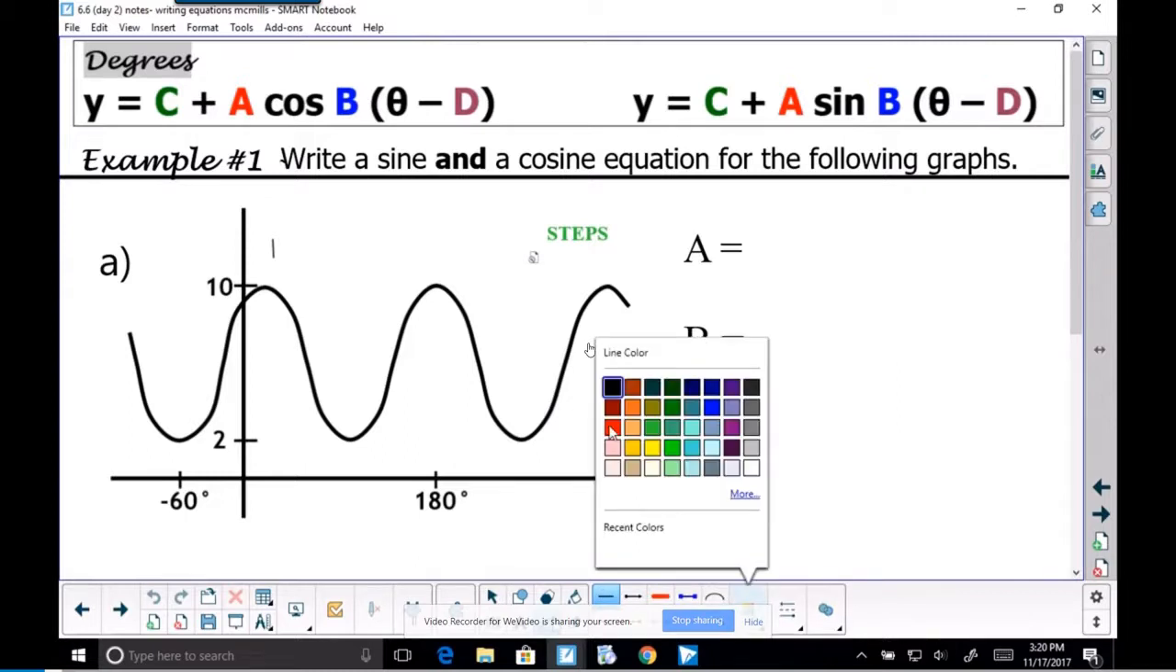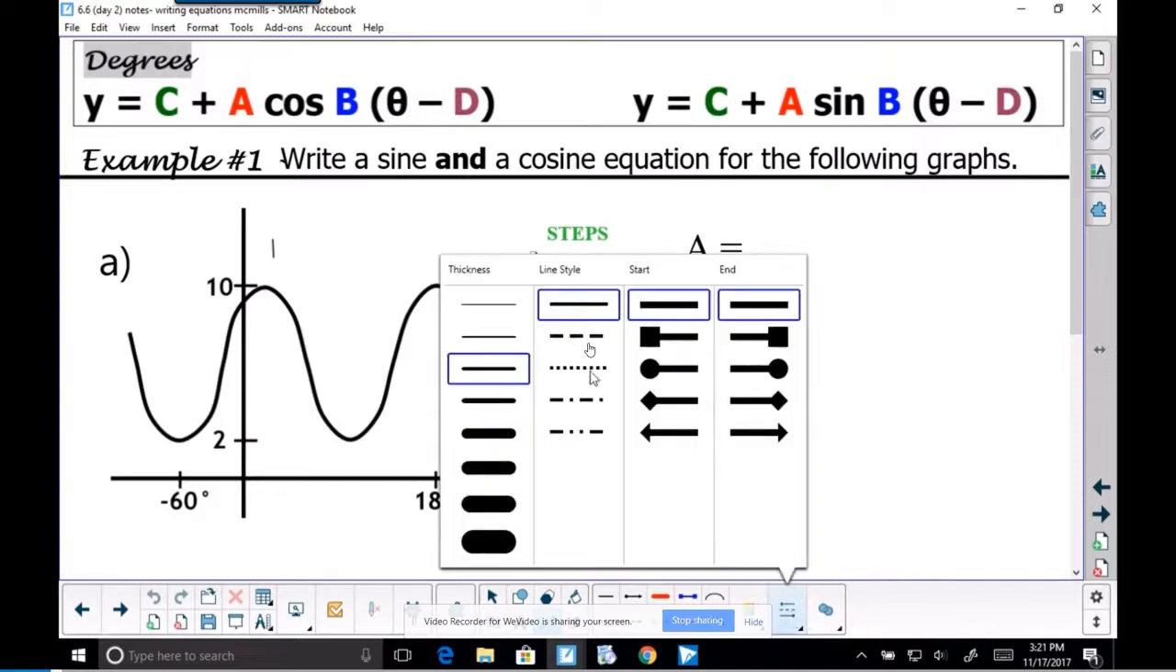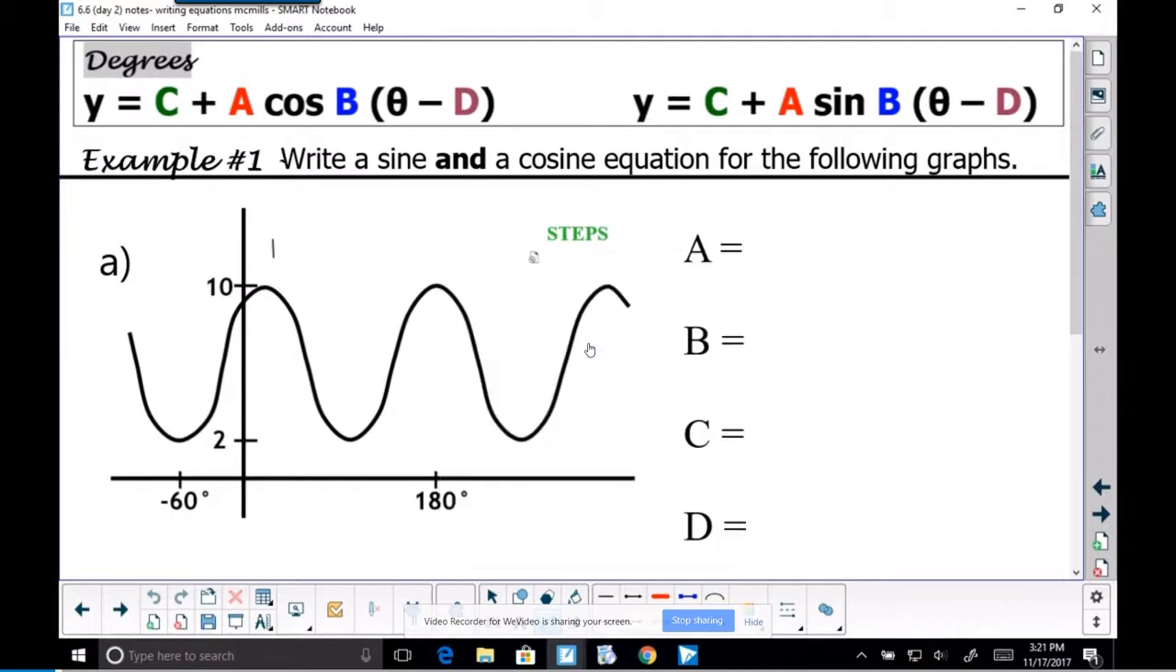Notice we're given the max and the min. Max is 10, the minimum is 2. So you're going to want to draw your sinusoidal axis halfway between those. I usually like using a red dotted line. So go ahead and draw that in.